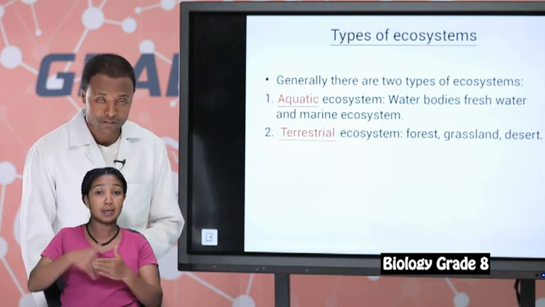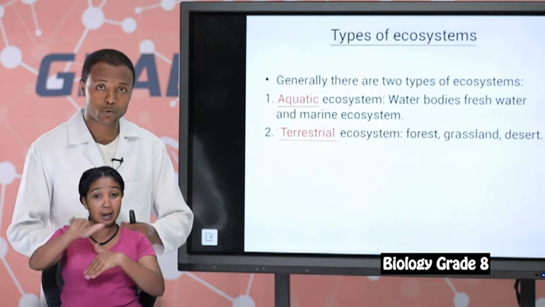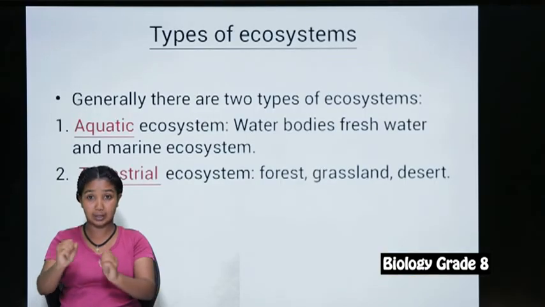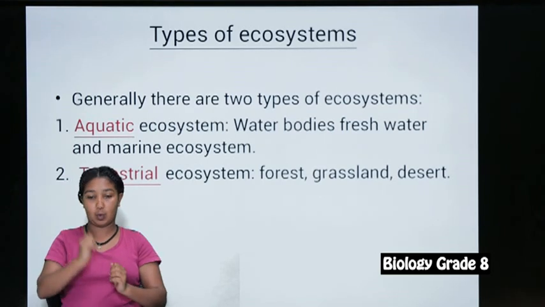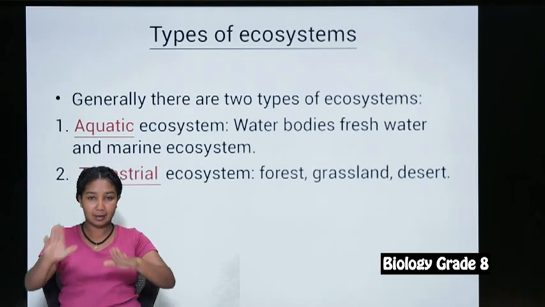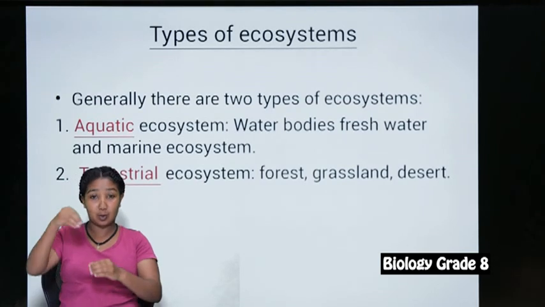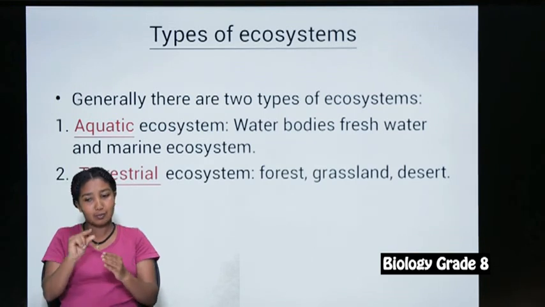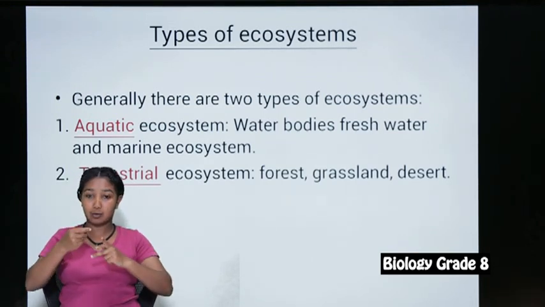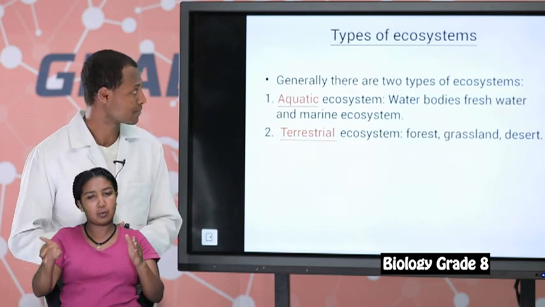The next point is types of ecosystems. Generally, there are two types of ecosystems in this world. The first ecosystem is aquatic ecosystem. The second is terrestrial ecosystem. Aquatic ecosystem includes all water bodies. You can list from the smallest to the biggest part of water bodies, from pond, lake, river, to the oceans.